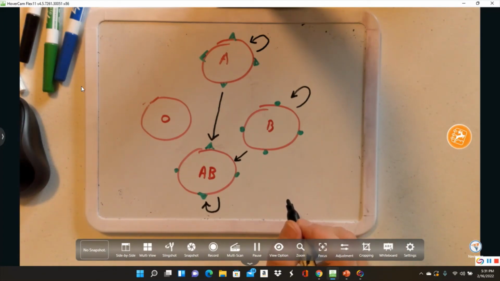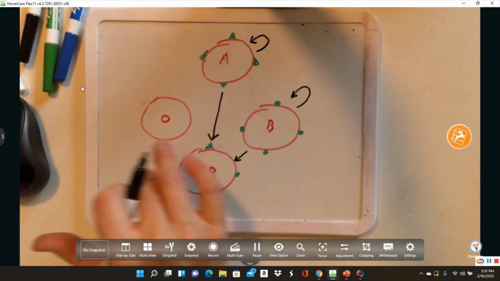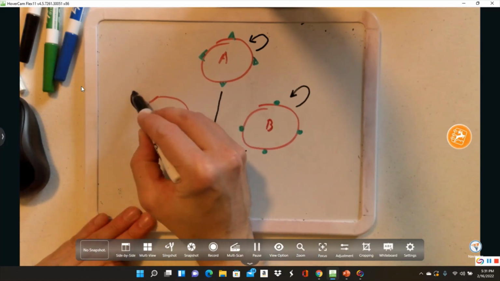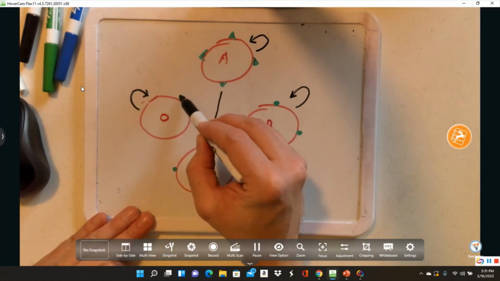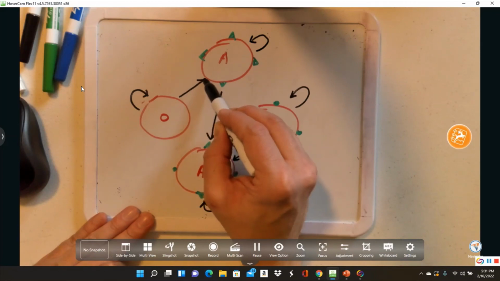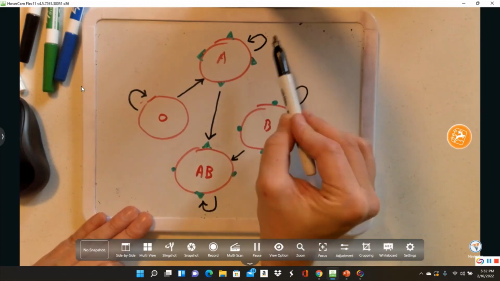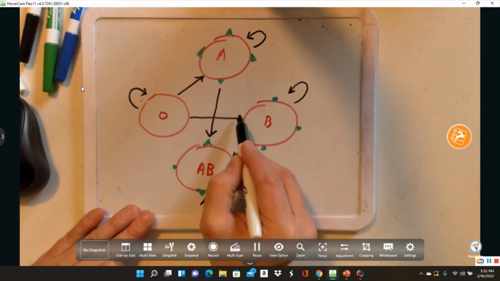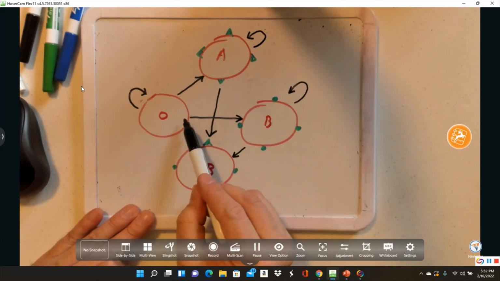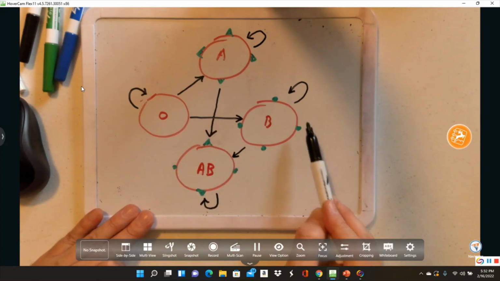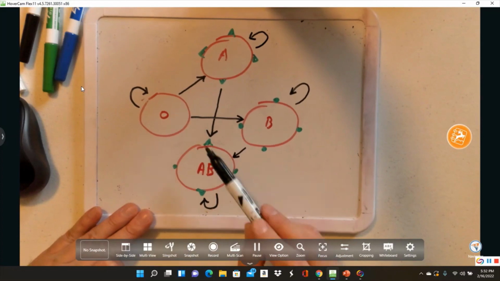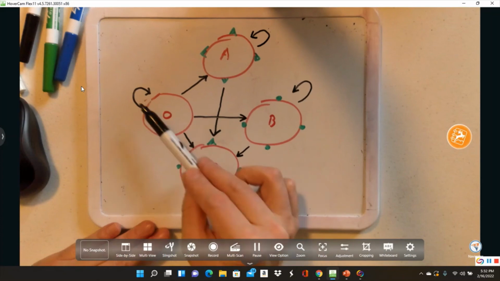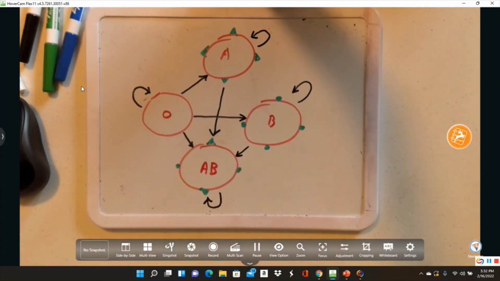Now O has nothing on it. So can O give to itself? Yes, safe. Can O give to A? Yes, O can give to A because there are no antigens for the anti-B antibodies to attack. Can O give to B? Yes, there are no antigens for the anti-A antibodies to attack. Can O give to AB? Yes. There are, again, no antigens for the anti-A and anti-B.